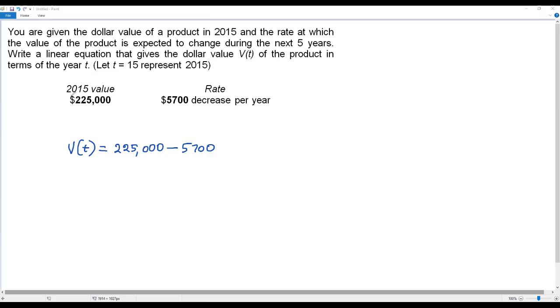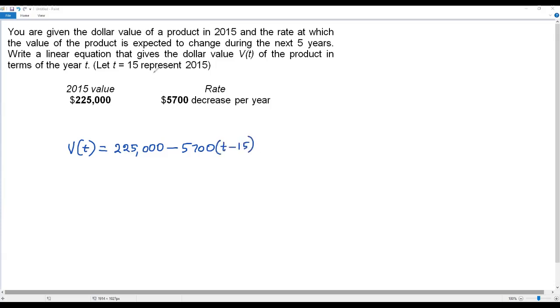So in 2015 it's $225,000. In the next 5 years it's expected to change, so it's getting changed with respect to time. So it has to be multiplied by the variable t. Since 2015 is the starting year, we have to consider the value of t which represents 2015, that is clearly 15. Since the initial value of t is 15, it has to be multiplied by t minus 15.